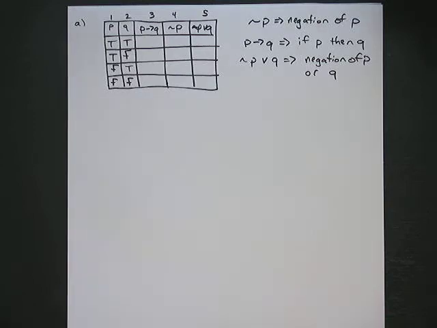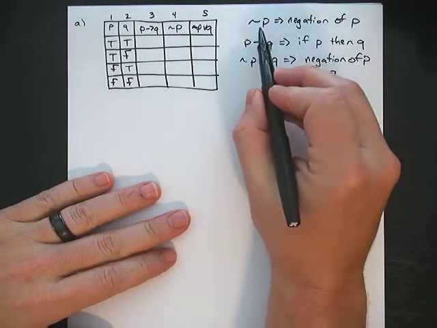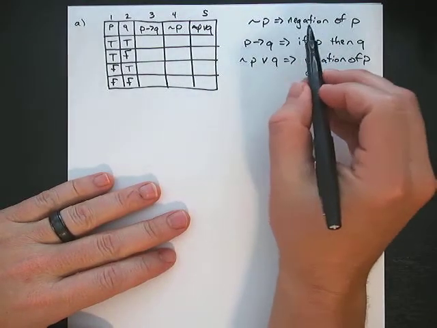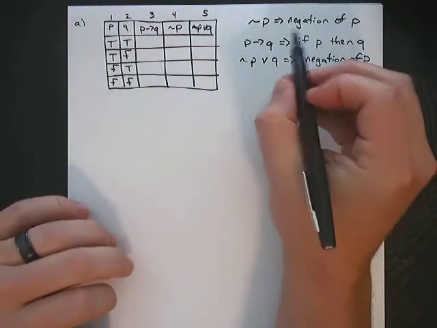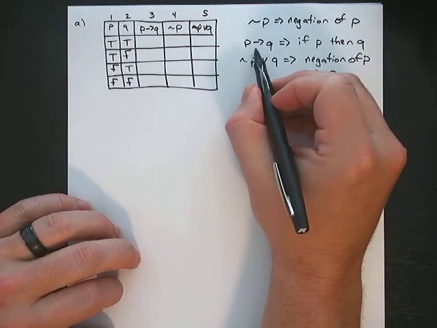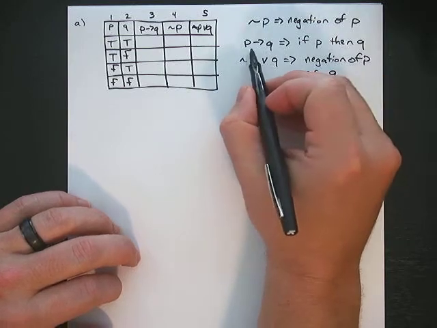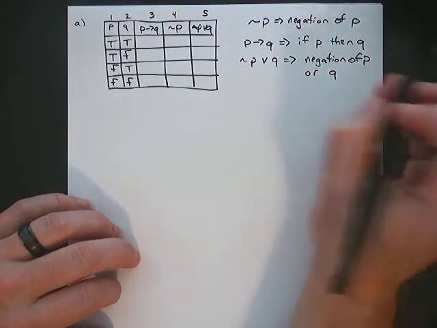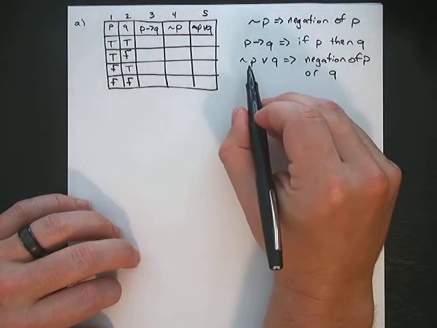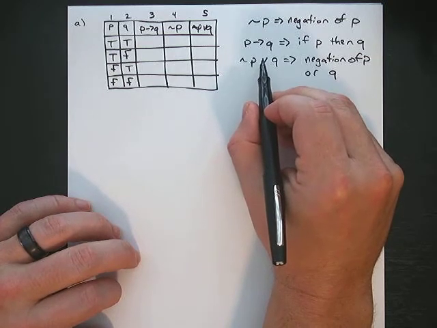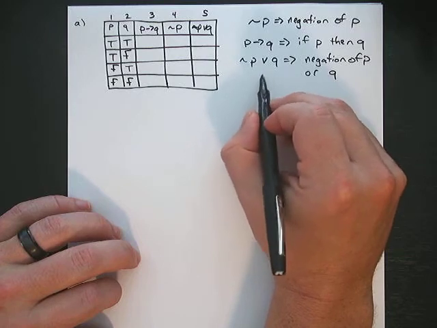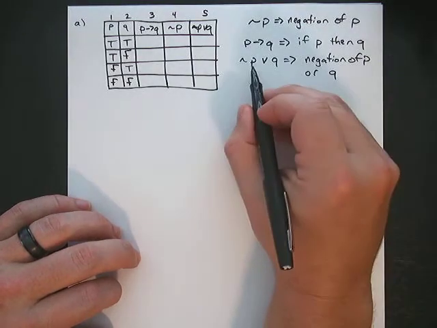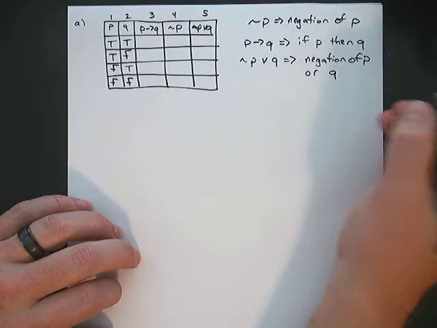On this problem, we're asked to complete this truth table, and I've given some definitions over here. So this tilde p is the negation of p. That's kind of like the opposite of p. This with the arrow is if p then q. So if p is true, then q is true also. And then this is negation of p, and this is an or statement. The one that's upside down of that is an and statement. So negation of p or q is true.